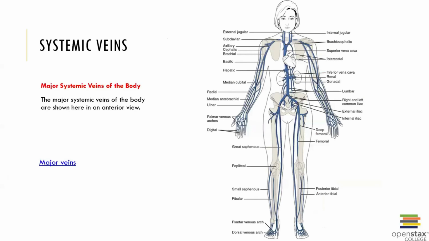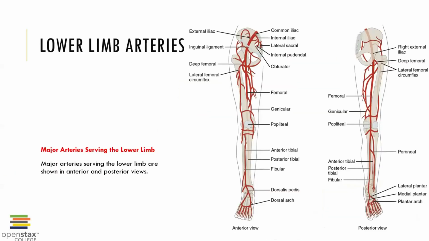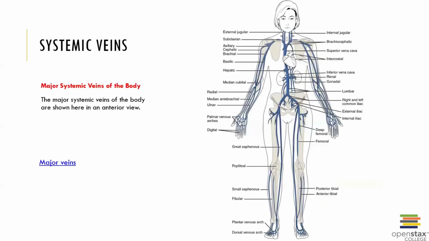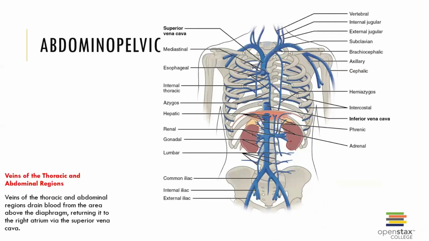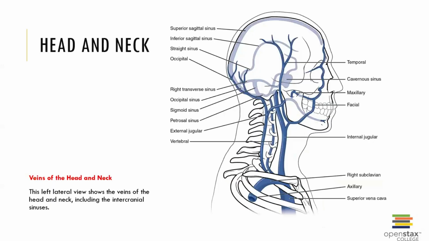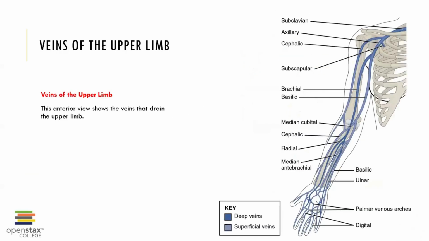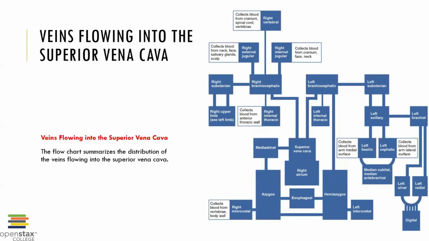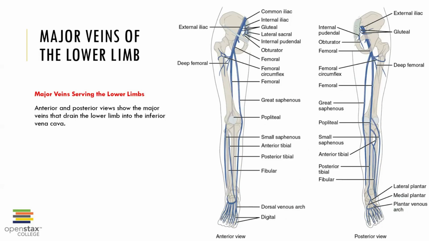And now we look at some veins. So here are the systemic veins from an anterior view. As you can see in most of our lab models as well, arteries will be shown in red, veins will be shown in blue. Okay, here's a close-up look at the veins of the abdominal pelvic cavity and the veins of the head and neck, veins of the upper limb, and veins of the lower limb.